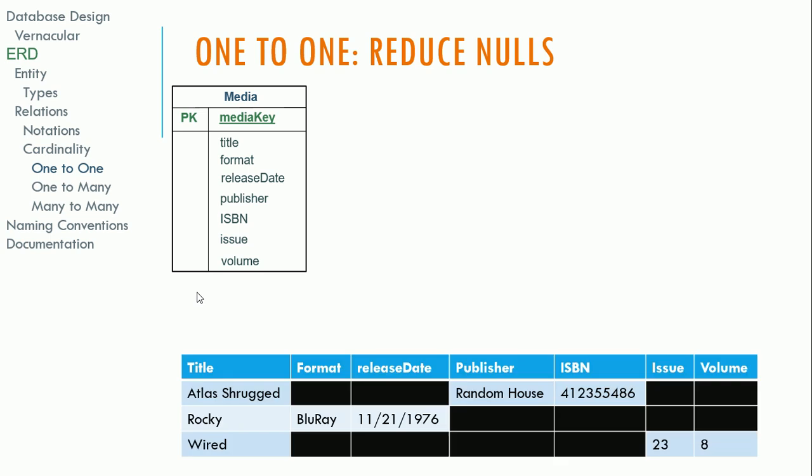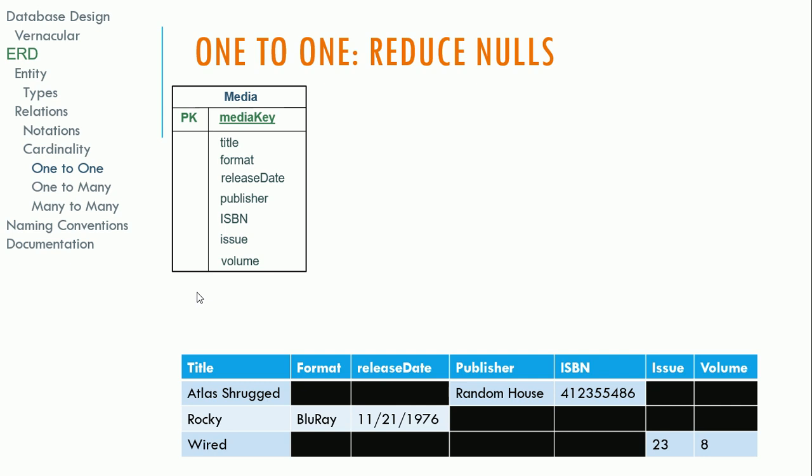They've got lots of different types of media. So let's say I only had one table called media. The first record in this table is a book. It has a publisher and an ISBN. The second one is a movie, so it's got a format and a release date, right? Books don't really have a release date. They just have a publisher and ISBN.